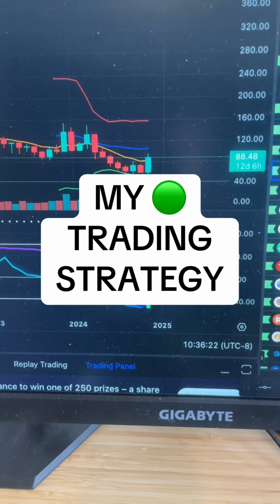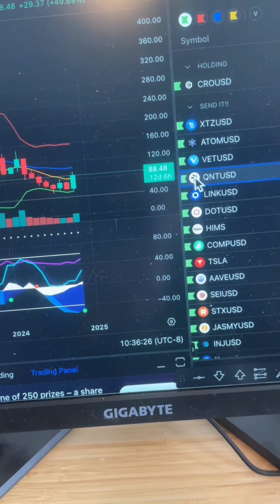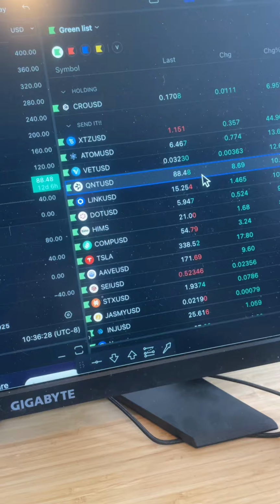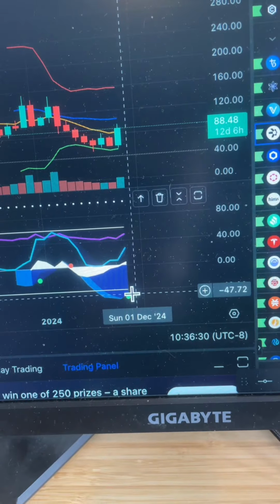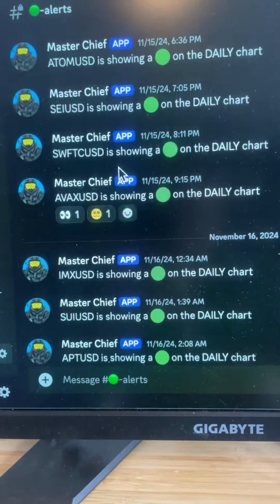All right, folks, I wanted to point something out here on the trading indicator. So this alert here came off on QNT. This was back here sometime in November. It was called out, right? All the alerts are called out over here inside the Discord.